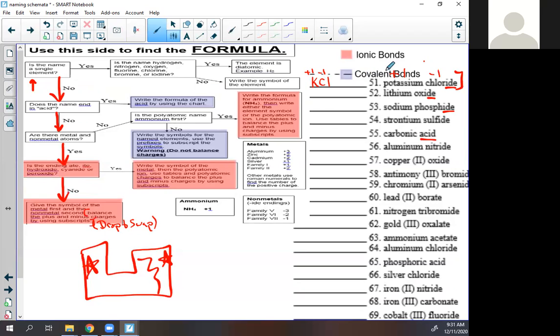Okay, so 51 is just plain KCl. Now look, let's pretend this was a 3. Then it would have been K3Cl. We drop them and then we swap them.